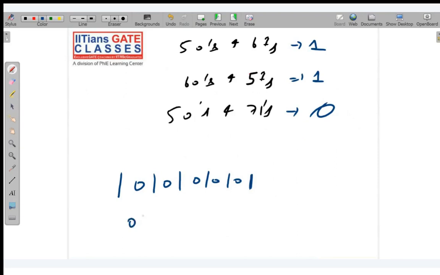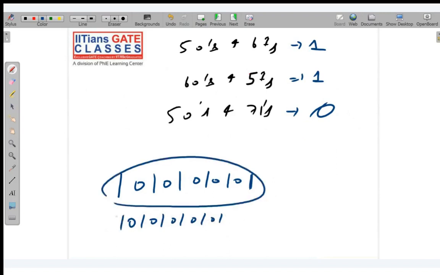Now if I start with 0 1 0 1 0 1 0 1 0 1, so 5 zeros and 5 ones are over. Where will we place the 6th one? I will place it here only. So obviously both are the same. Both are the same, so I have written here only one way. Similarly here also only one way.